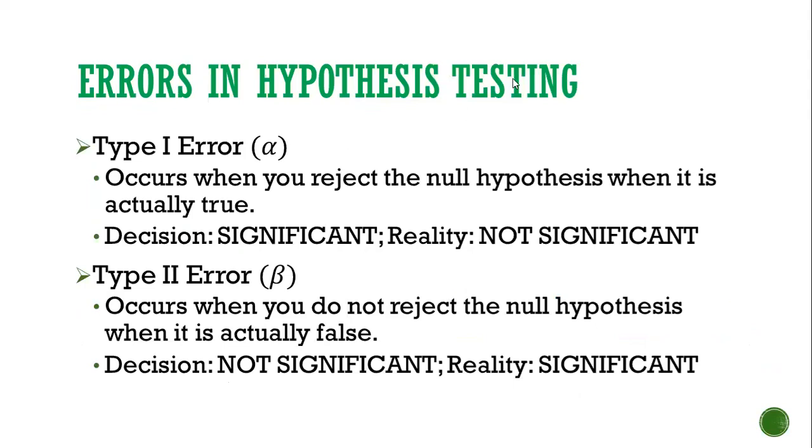Okay? Let's further discuss your errors in hypothesis testing. Type 1 error or your alpha, and your type 2 error, your beta. So alpha is actually your level of significance. Your level of significance usually is 5%. Level of significance plus your level of confidence.